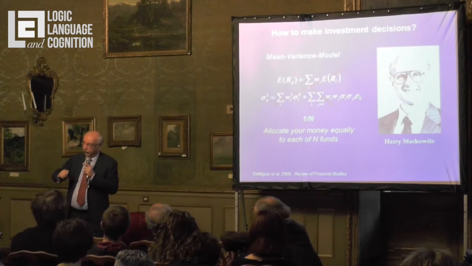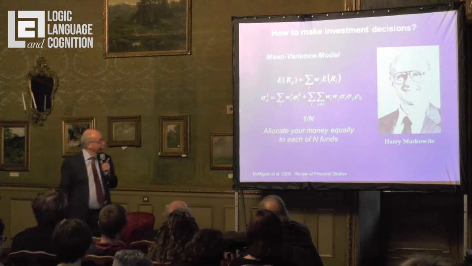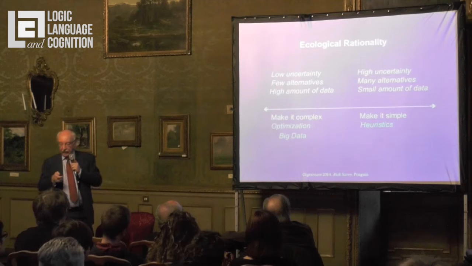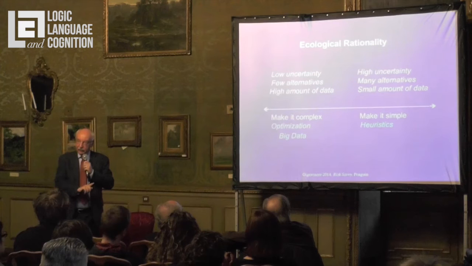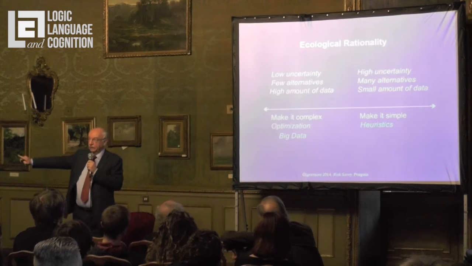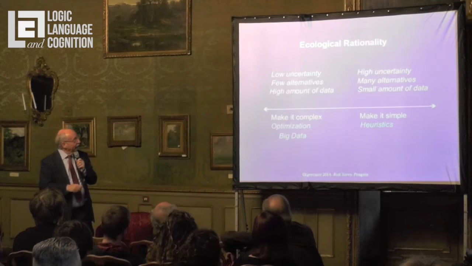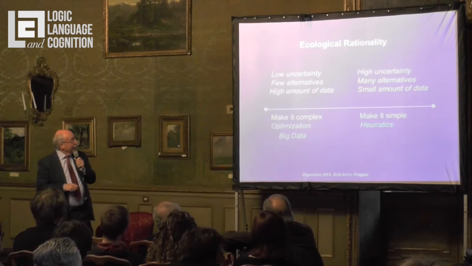The very first reason was the distinction between risk and uncertainty. The moment you're in a world of uncertainty, everything can happen. Now we go a little bit closer. Here are 3 properties as dichotomies that can tell you when to use a complex model like mean variance or a simple heuristic. If you are in a situation with low uncertainty, that means the world is stable and predictable, and you have only a few alternatives, maybe just 2 or 3 or 4 or 5 options, and lots of data, like 10 years in this case, or more, then make it complex. That's the world of optimization. That's the world of big data.